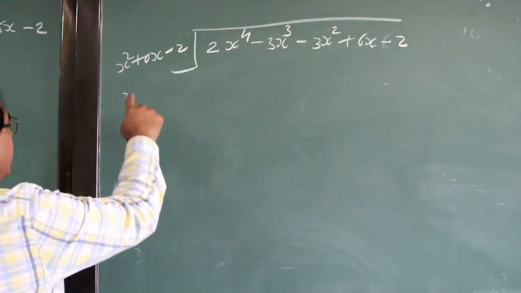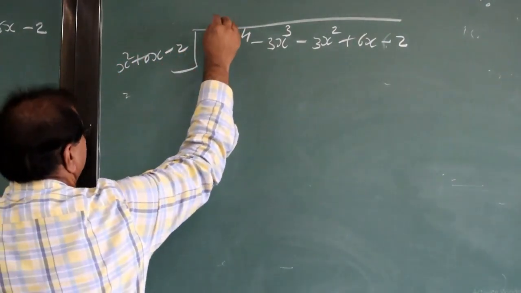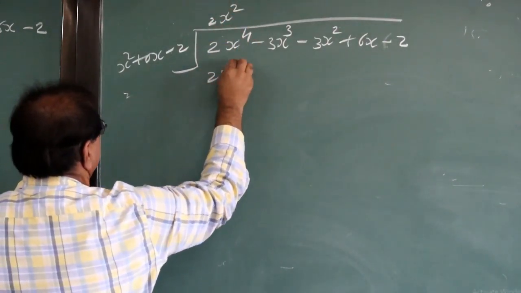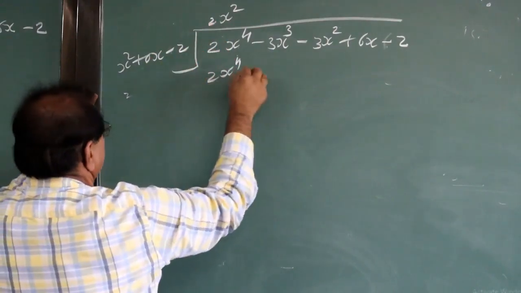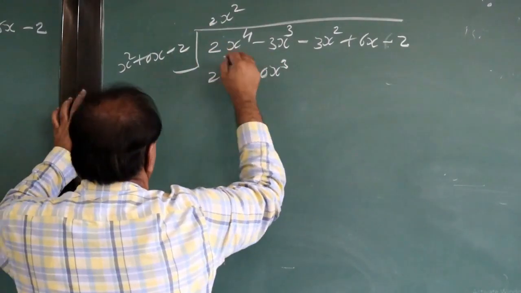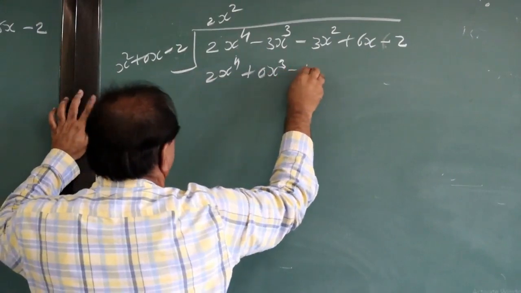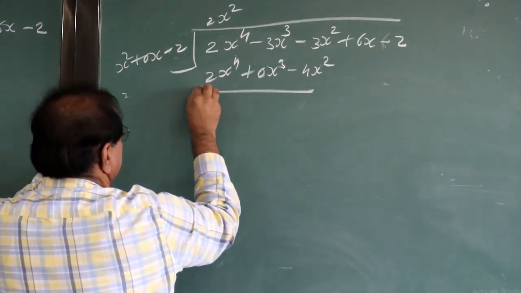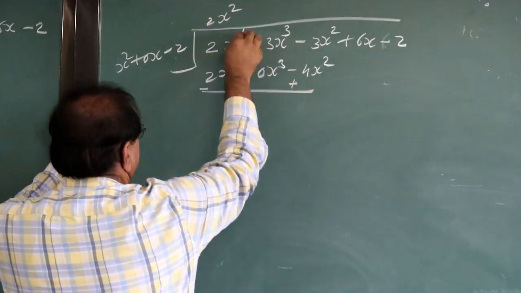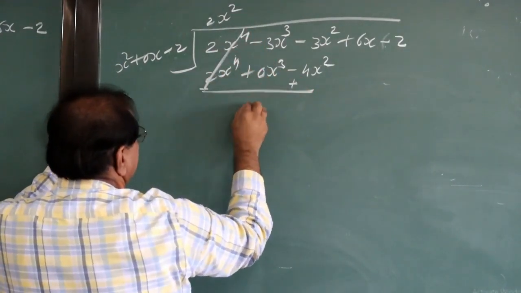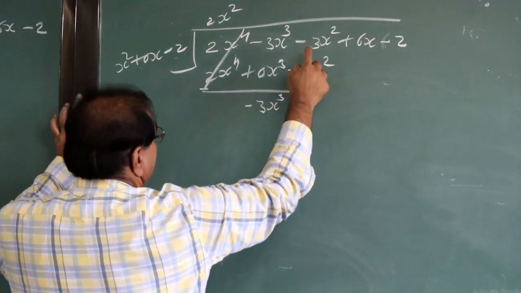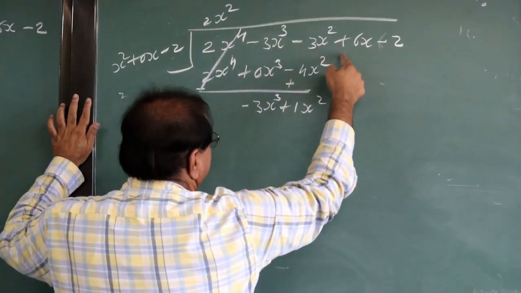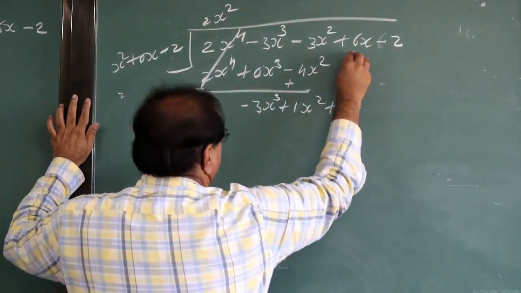We start the division now. x² into what makes 2x⁴? So it is 2x². So it is 2x⁴, 2 zeros are 0x³, 2 into −2 is −4x². We take the final addition: minus, plus, cancel; −3 plus 0, −3x³; −3 plus 4, plus 1x²; and plus 6x is brought down.